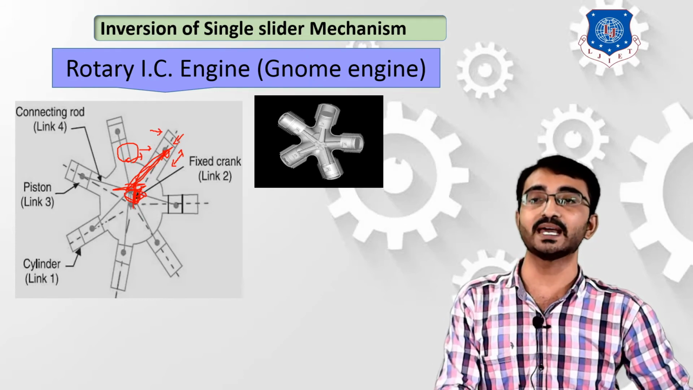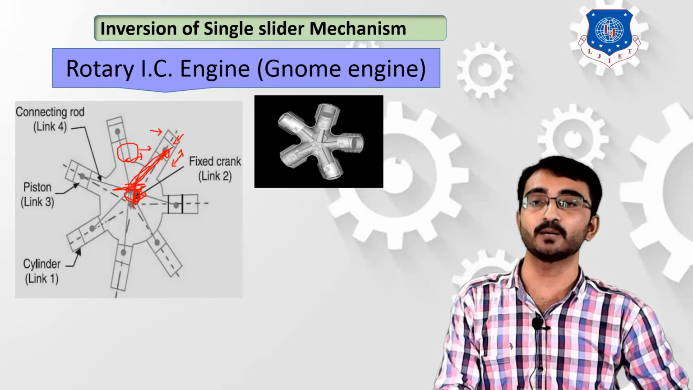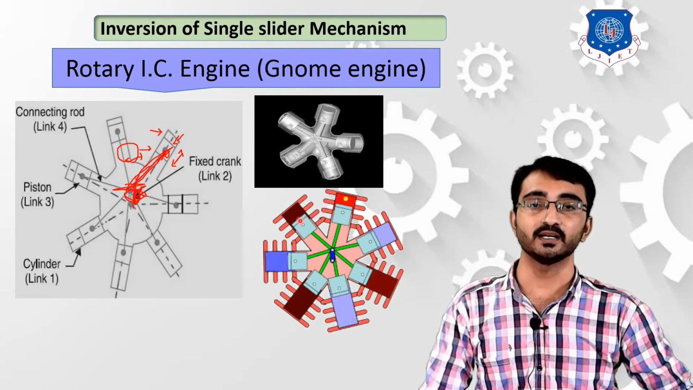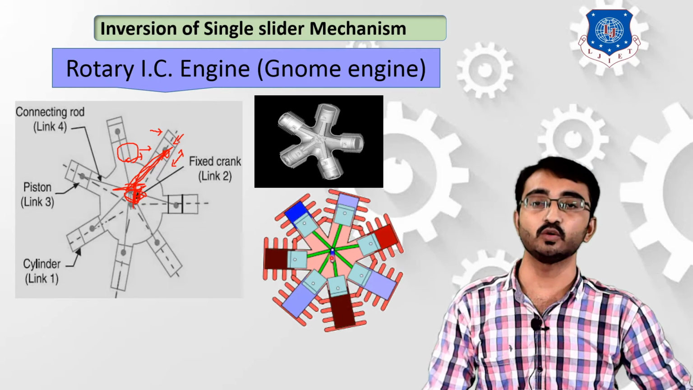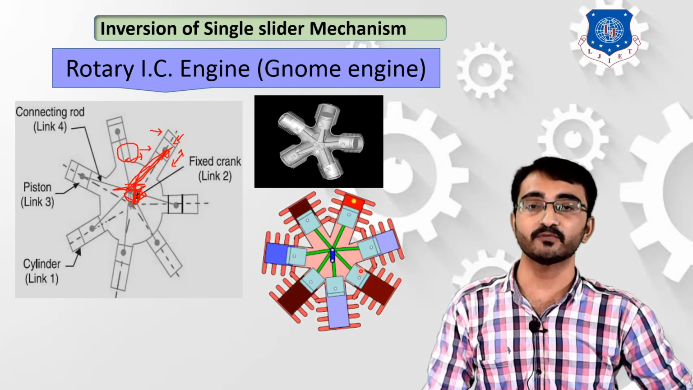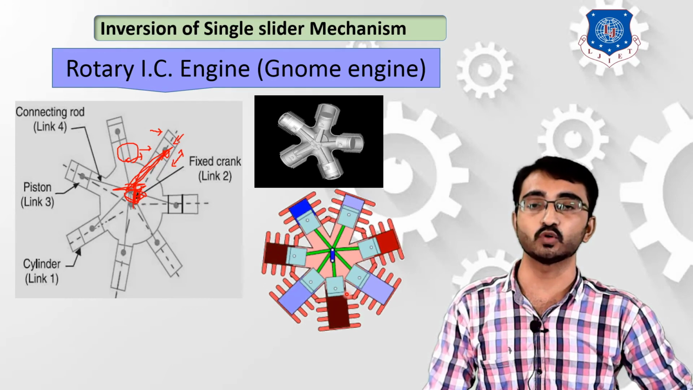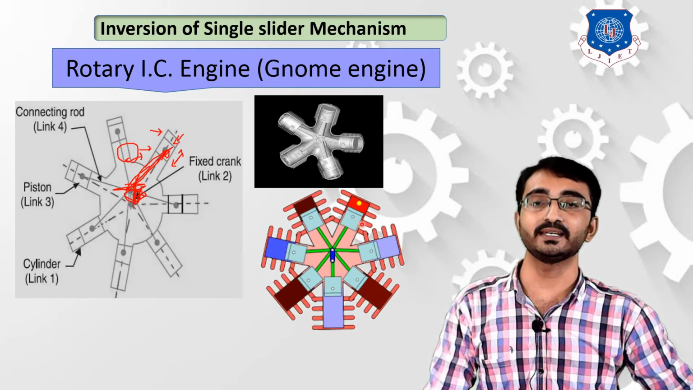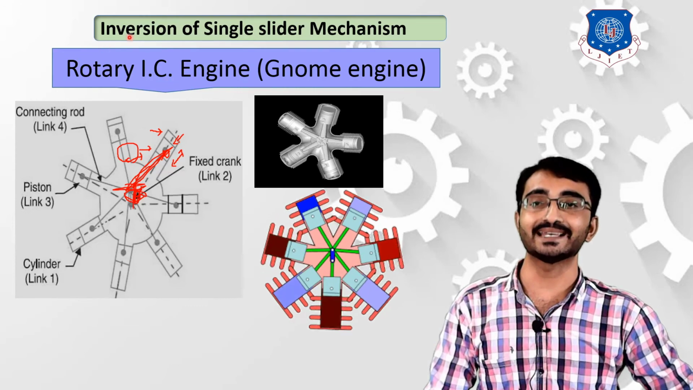So what happens if you fix this crank component? In the reverse manner, you are providing fixation over here. When you apply charge, due to charge production a force will be applied, and due to that force your cylinder will rotate itself. This rotation of all the cylinders is what produces the rotary IC engine.